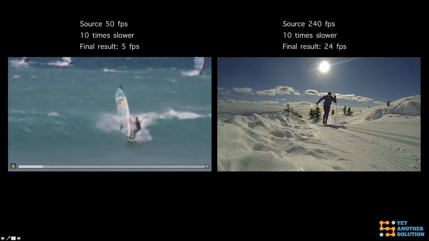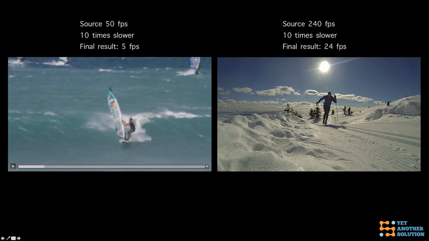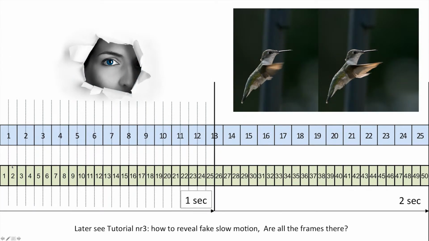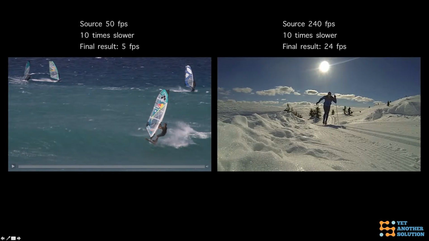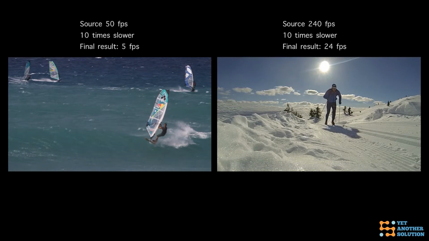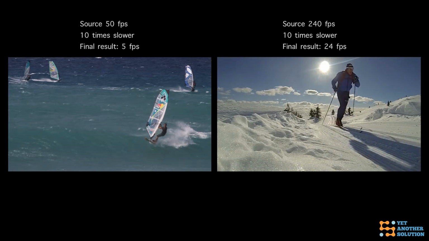And the reason for that, if we go back again to this here, is that the eye kind of sees the same frames several times. So if you see a shot done with 240 frames per second, then slowed down 10 times, we have the final result of 24 frames per second. So again, in my opinion, as you can see there, this is really smooth slow motion.